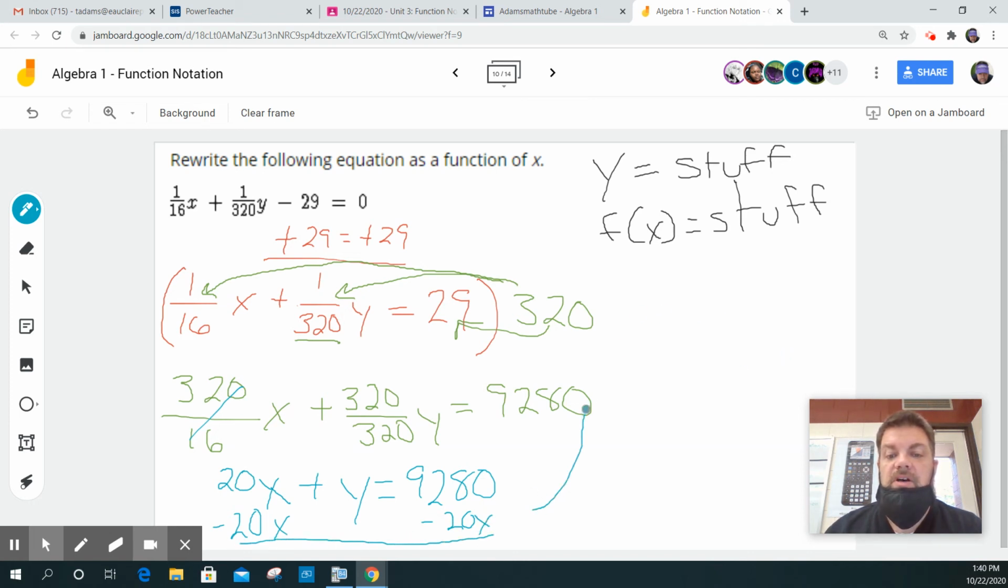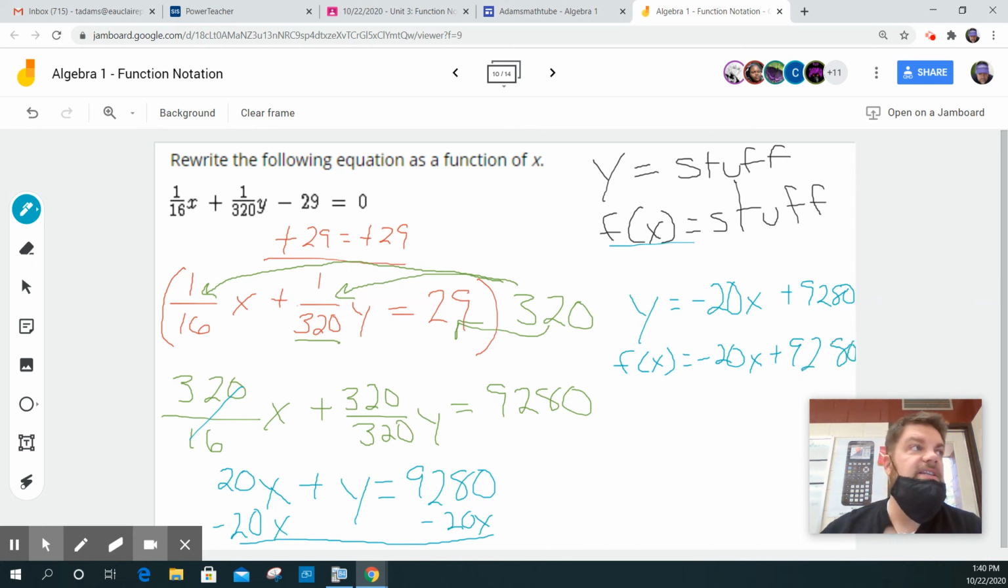And I'm going to toss this up here. That gives me y is equal to, and I'm going to write it in this order, negative 20x plus 9,280, but we want to write it in function notation or as a function of x. So I'm just going to replace the y with f of x is equal to negative 20x plus 9,280.